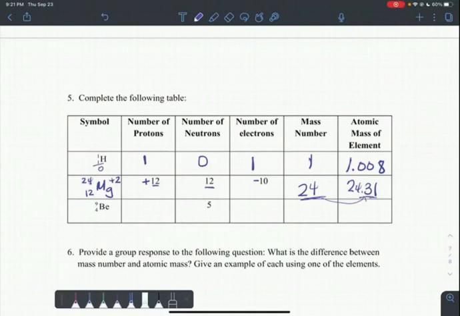Beryllium here. What's my number of protons? 4, just like this. Number of neutrons, 5. Total number of electrons. It's not charged, therefore we must have equal numbers of protons and electrons. Mass number is going to be the number of protons and neutrons, so that's 9. Go look on your periodic table. Average atomic mass is 9.12. So that gives you an idea that that's why the atomic mass is close to the mass number, but it's not exactly the same.